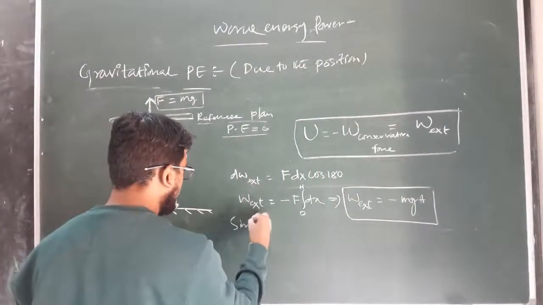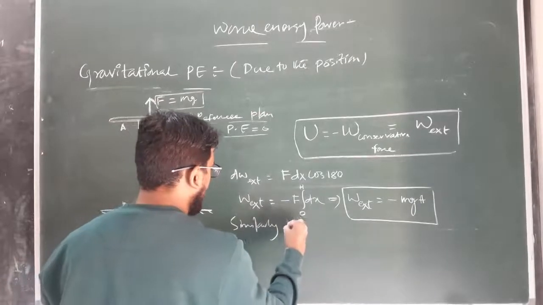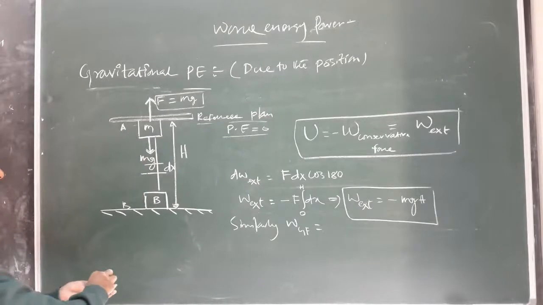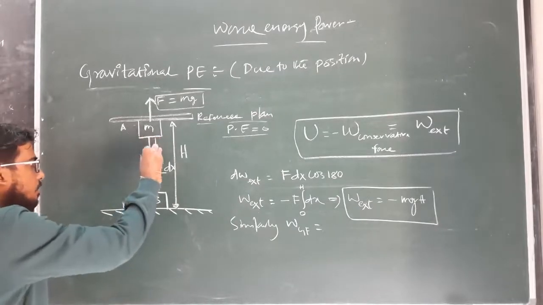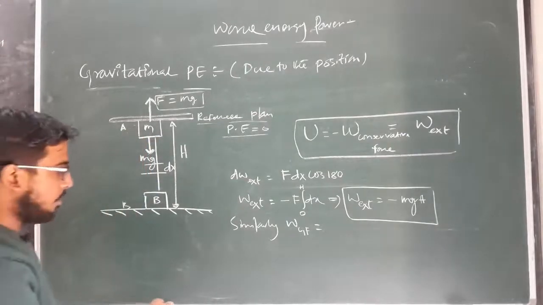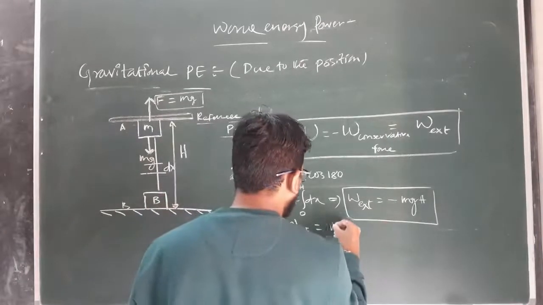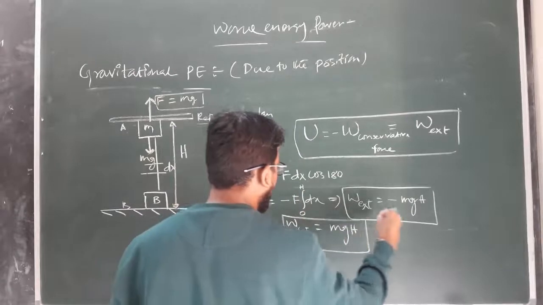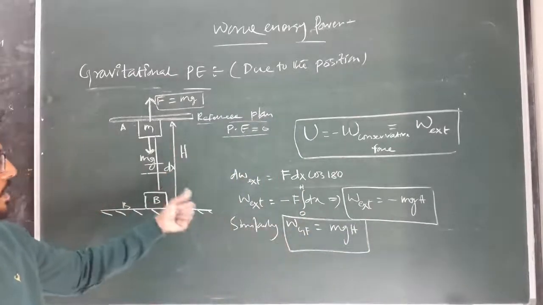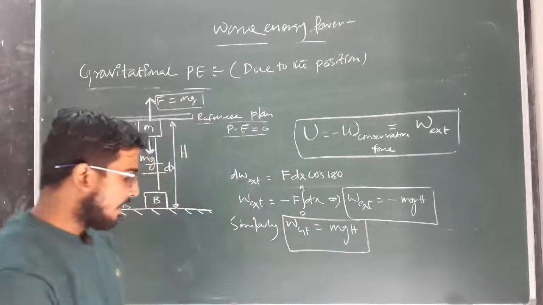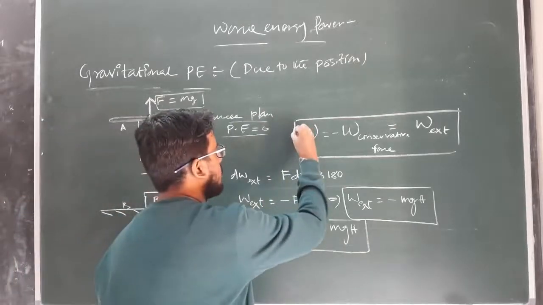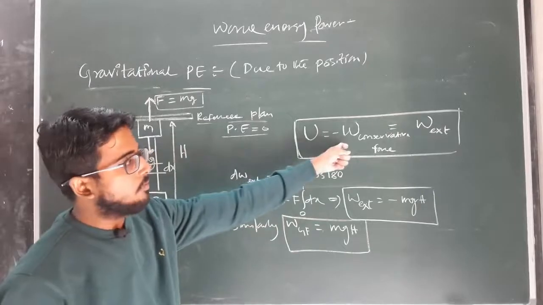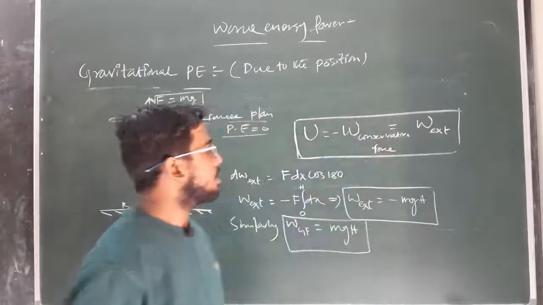Similarly, work done by gravitational force will be equal to how much? In this case, the body is displacing downward and the gravitational force is also acting downward. So the work done will be positive, and which will be equal to mgh. Clear? So work done by gravitational force in this case is positive and external force is negative, and according to the relation, the potential energy stored in the body will be the negative of work done by conservative force or equal to the work done by external force.